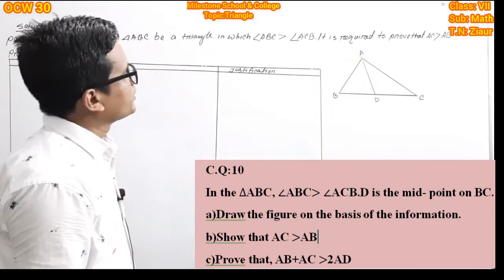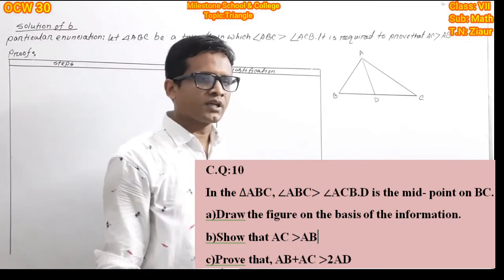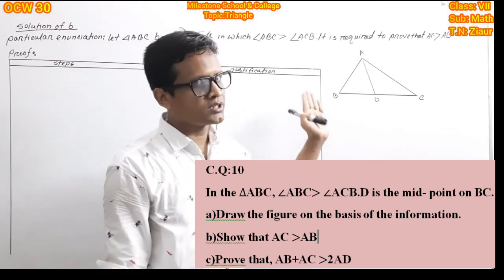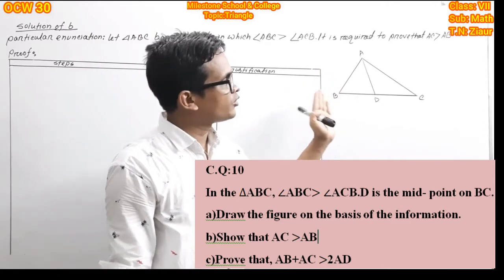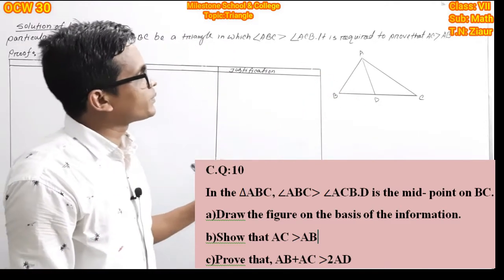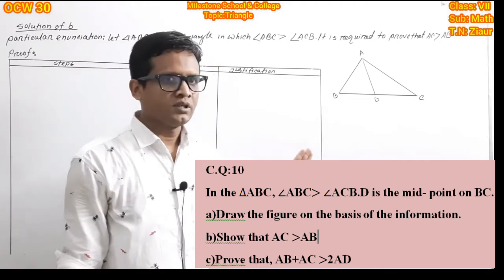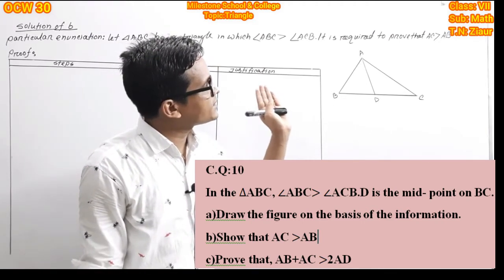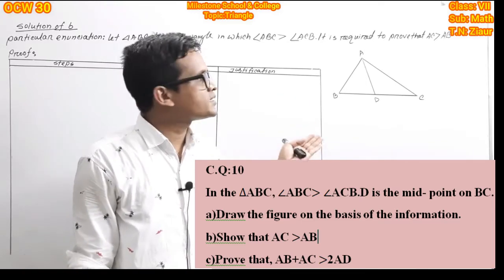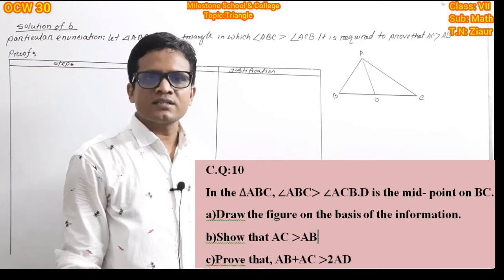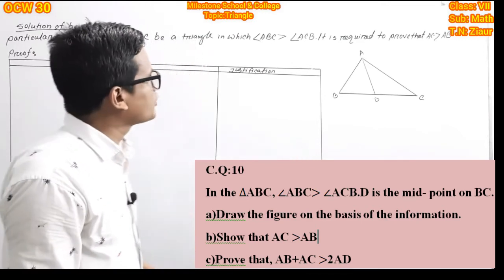Okay, students? Now we can see in the figure here AC is greater than AB, but we have to prove how AC is greater than AB. This one we have to prove by the method of contradiction. Suppose AC is not greater. So if AC is not greater, what will be? AC and AB will be equal, or AB is greater than AC, right? So like this way we have to prove.